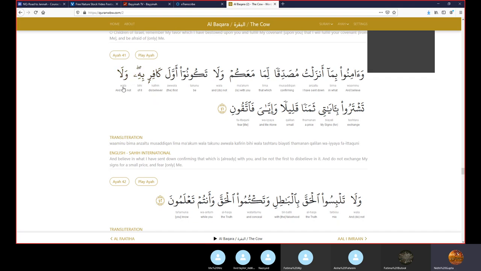Bihi wala, and do not tashtaru. Ishtara is like shara. It comes from the root sheen, ra, ya. It means exchange, like a business exchange. So for example, buying and selling something, or a trade exchange between two parties when you give one thing and you buy. It is used several times in the Quran, sometimes for buying and sometimes for selling. It's like an interchangeable word: buying and selling, exchange, trade exchange. So it could be used for that.